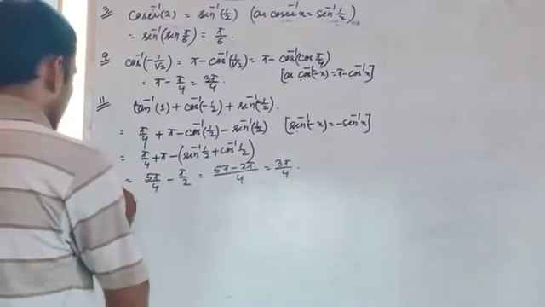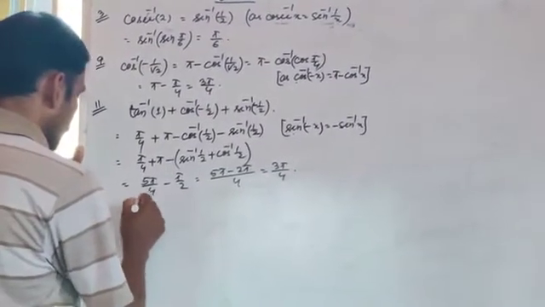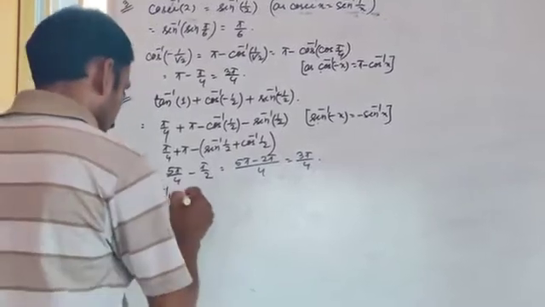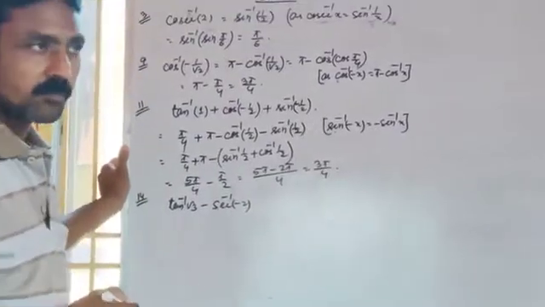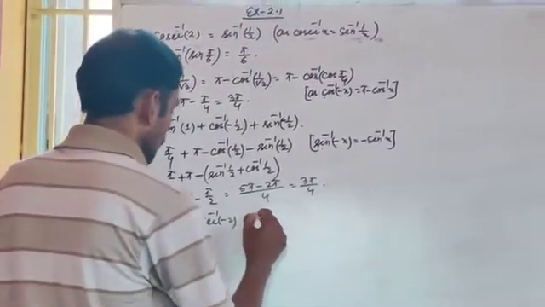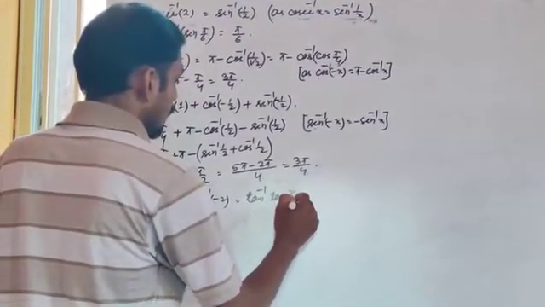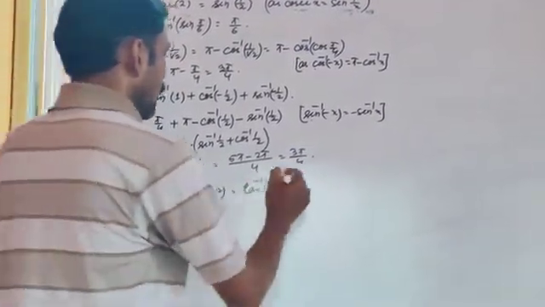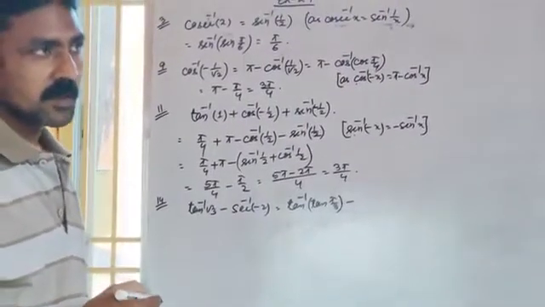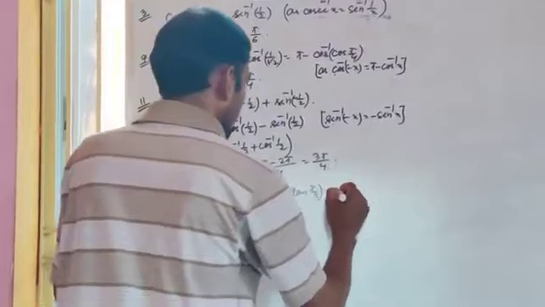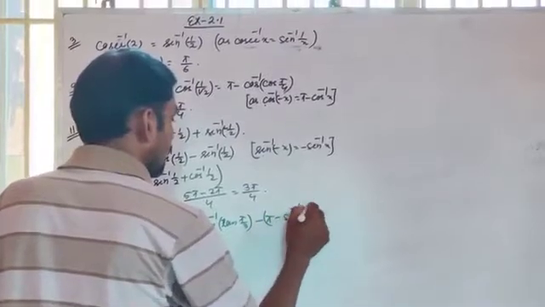Then question number 14. It is tan inverse root 3 minus sec inverse minus 2. So you can write it as tan inverse root 3 is tan 60 degree, so pi by 3, minus sec inverse minus x. Sec inverse minus x is pi minus sec inverse x.